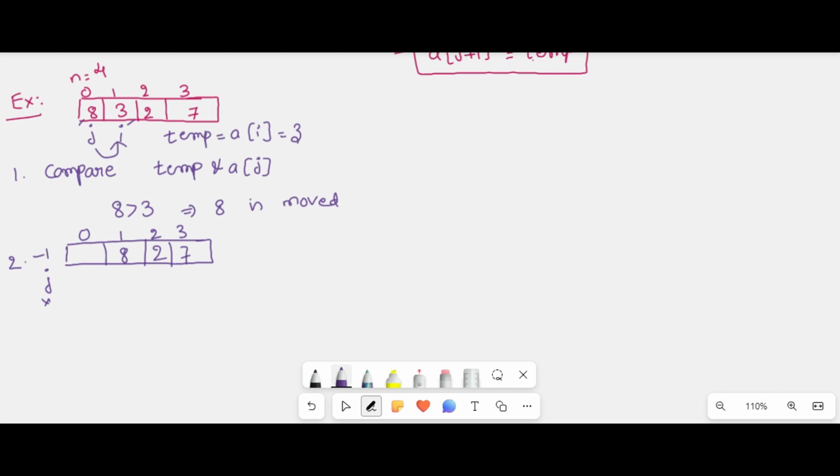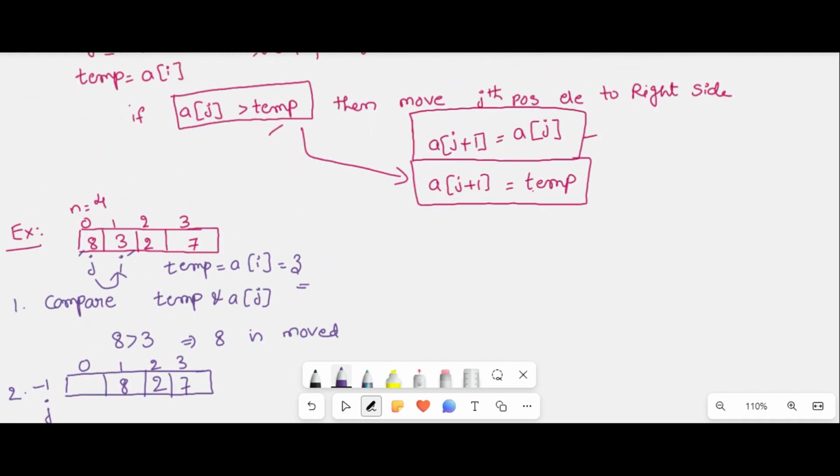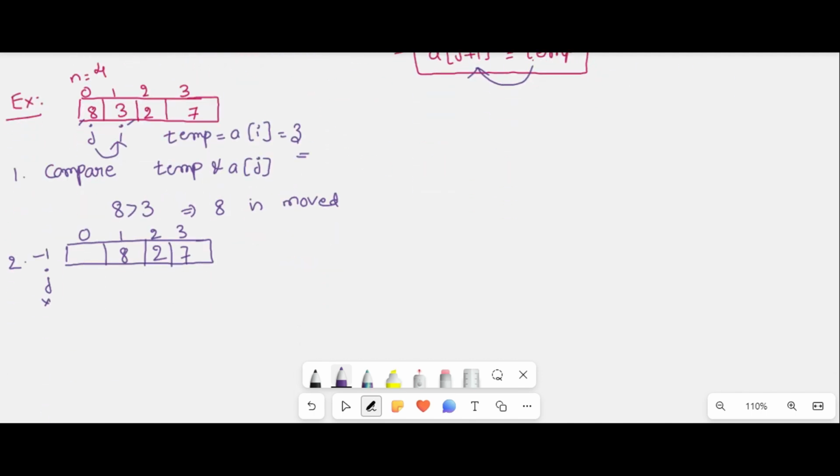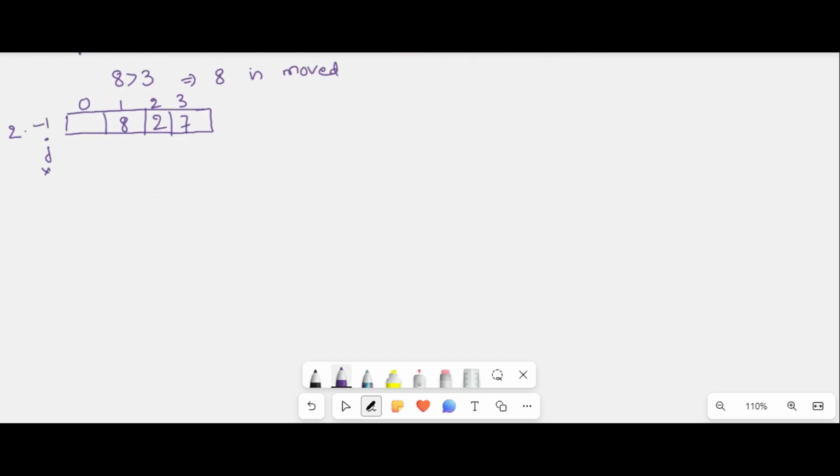So what shall we do now? Temp is placed in the J plus 1th position, as we discussed here. If this condition fails, then temp is placed in the J plus 1th position. Why are we placing it in the J plus 1th position? Because the jth position is minus 1, which is invalid here now.